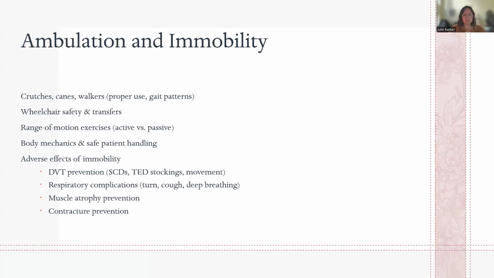And we talked especially in the practice question about adverse effects of immobility. So we know DVTs can occur. Prevention is key. SCDs, TED hose, and again, movement, active or passive range of motion. Respiratory, that would be your atelectasis once again. So turn, cough, deep breathe, incentive spirometer. Muscle atrophy, that happens long term.